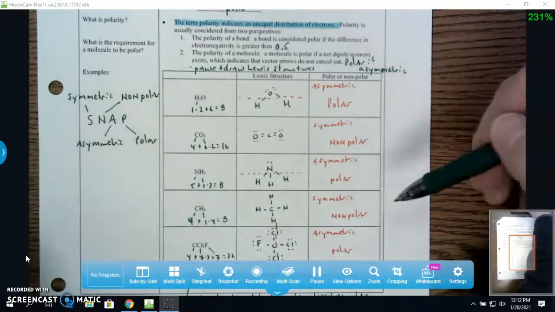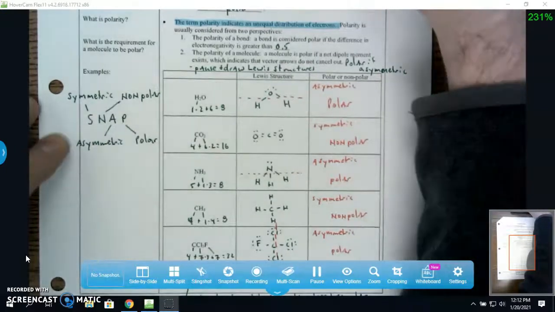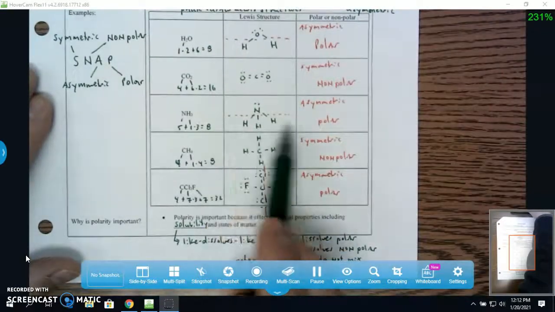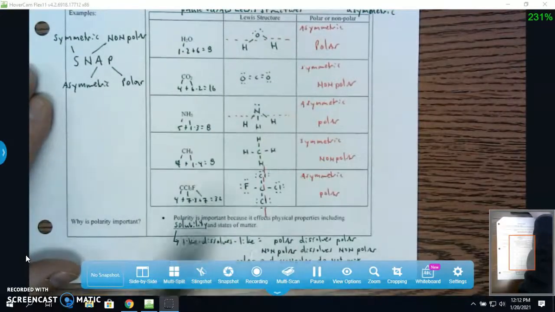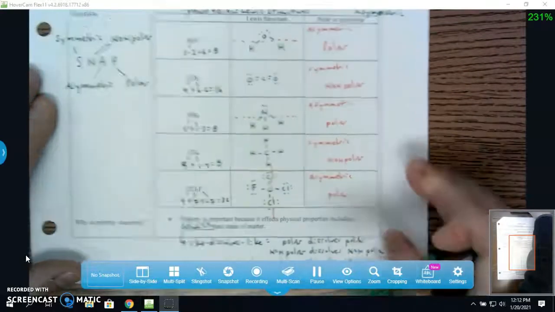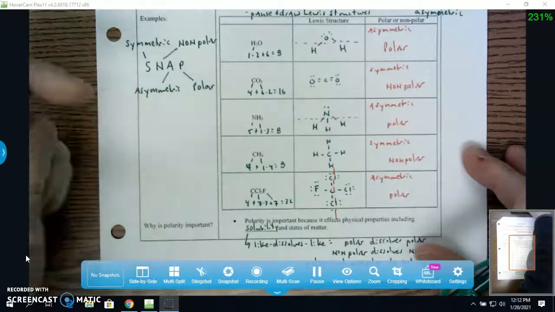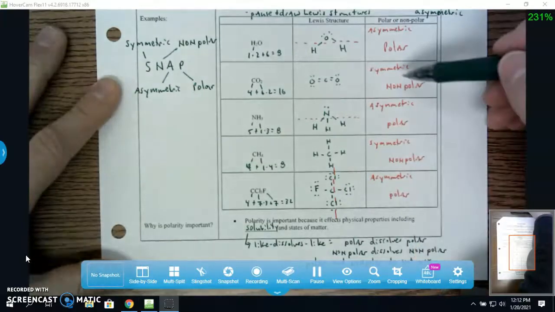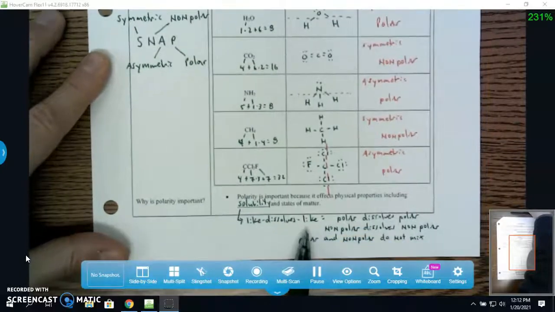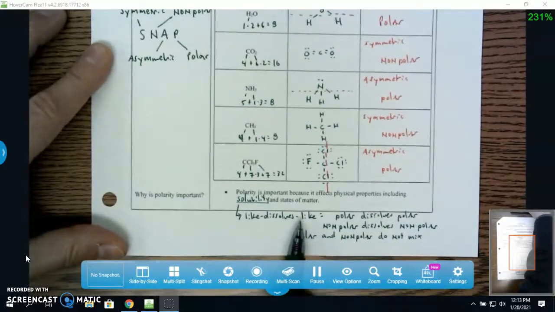So I think the two big ideas that we've got right here are, once we've got a Lewis structure drawn in the correct orientation, we can attempt to draw lines of asymmetry through it, and if there is a line of asymmetry, then it's polar according to the acronym SNAP. Also, we can apply this statement down here, like dissolves like, to understand if two things will be soluble in one another or not soluble in one another.